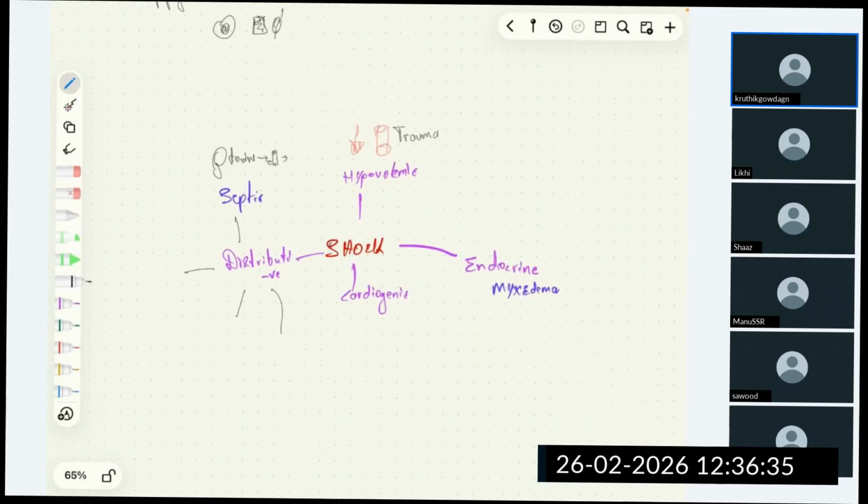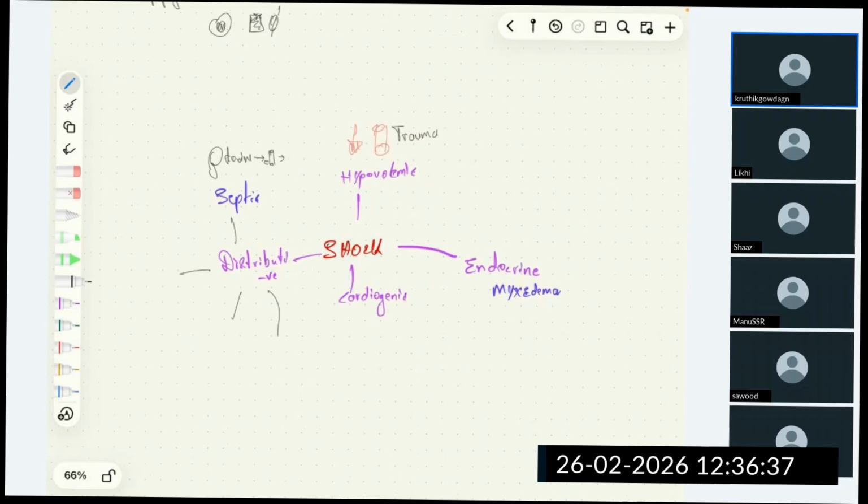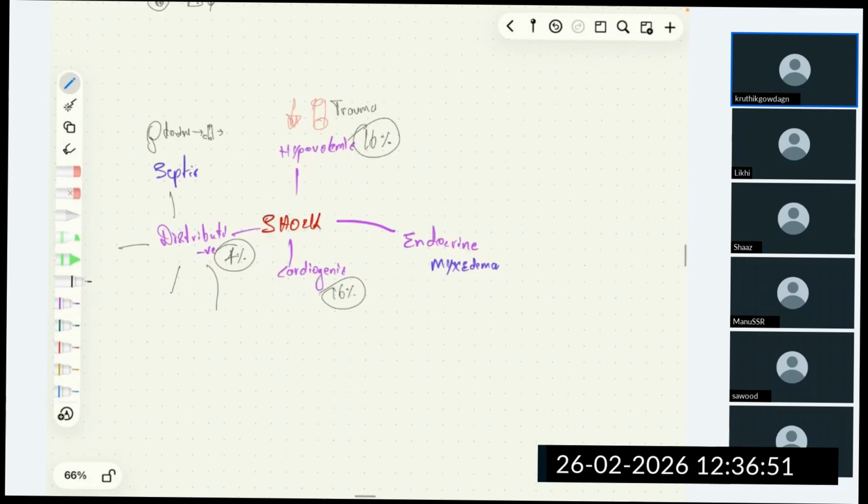So hypovolemic shock is seen in around 16%. Distributive shock contributes for 4% of cases. Cardiogenic shock contributes for 16% of cases, and also this endocrine cause is quite rare.